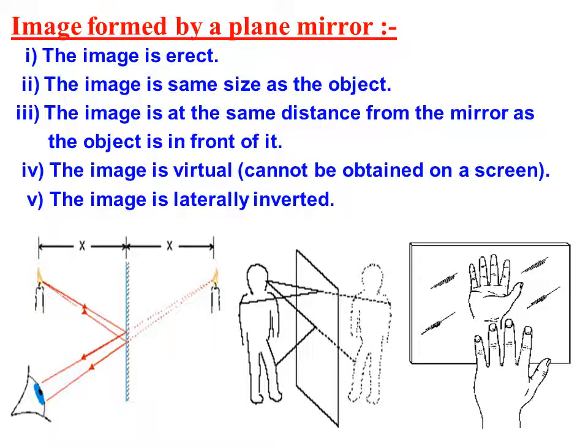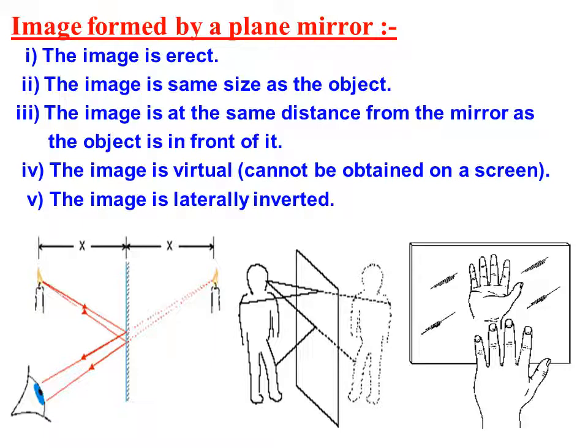If the object is far away from a concave mirror, what will you see? You will see the image is real. And if the object is nearer to the mirror, then you will see the image is virtual.